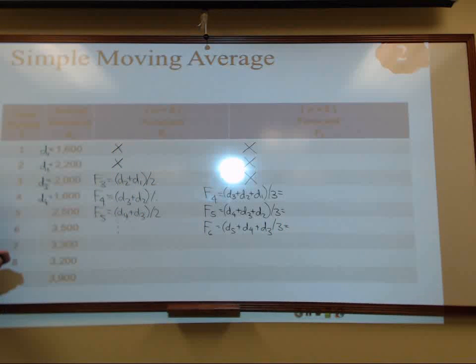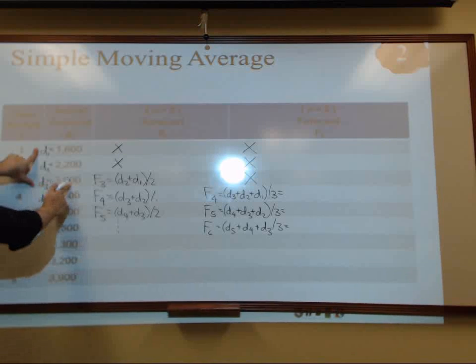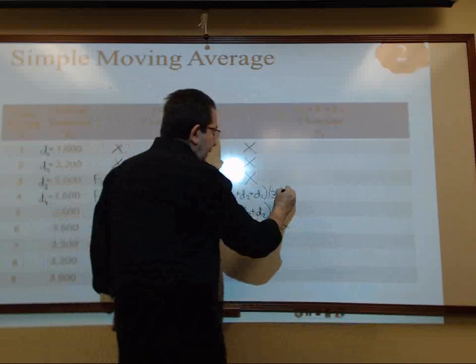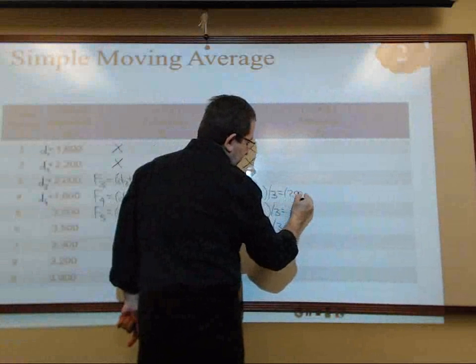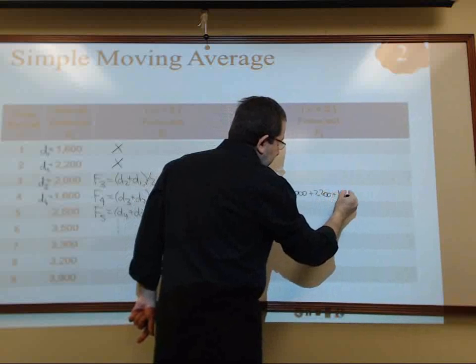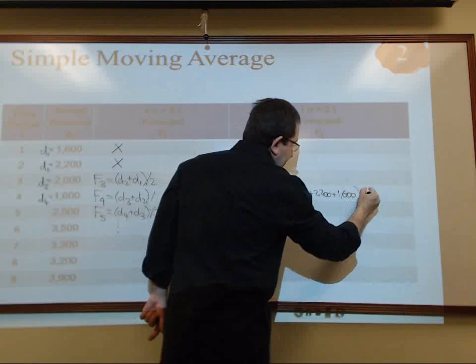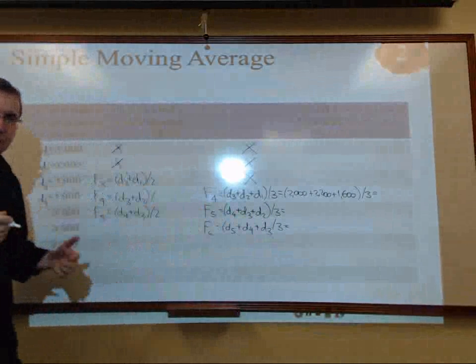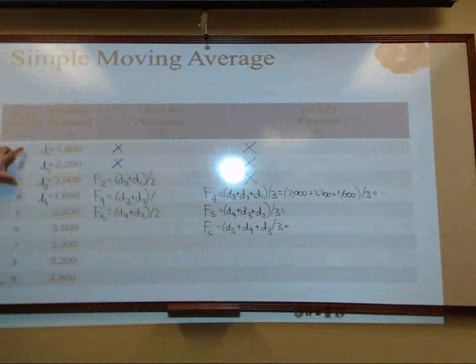So let's plug in the numbers just for the sake of an exercise. For period 4, I average these 3 numbers, 2,000, 2,200, and 1,600. So 2,000 plus 2,200 plus 1,600 divided by 3, and whatever that number is. I'm not interested in this specific number.